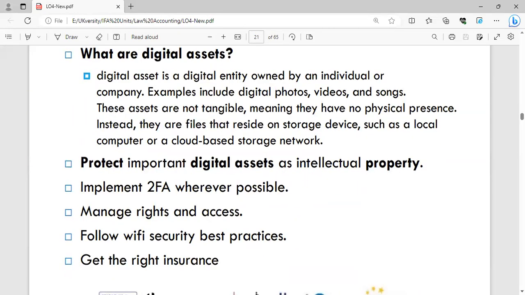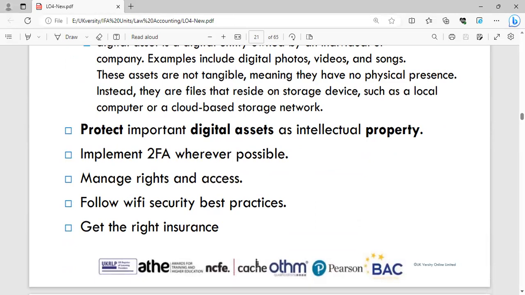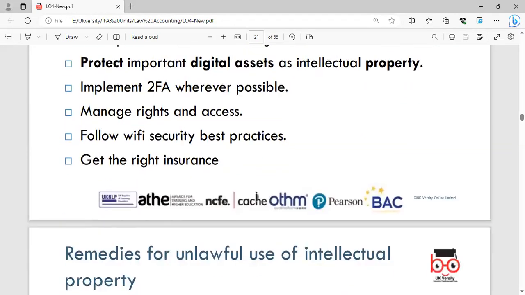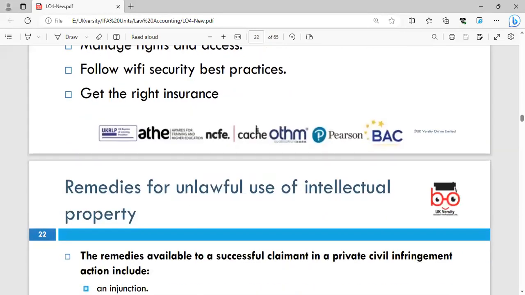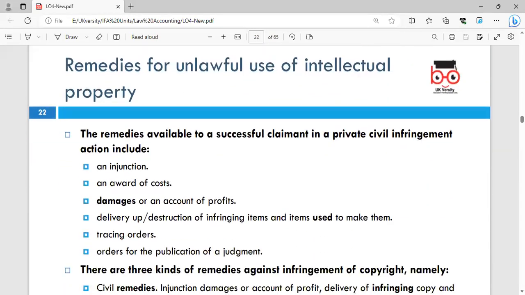What is a digital asset? A digital asset is a digital identity owned by an individual. If you created something electronically, with no physical presence, you can still protect it. Protect important digital assets as an intellectual property type, implement controls wherever possible, manage rights and access, and follow Wi-Fi security, and so on.